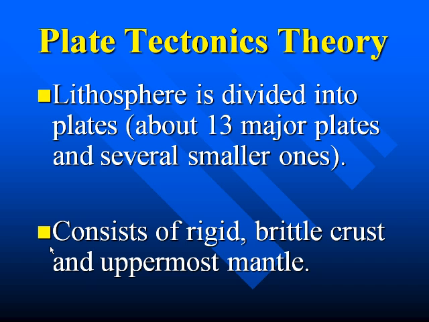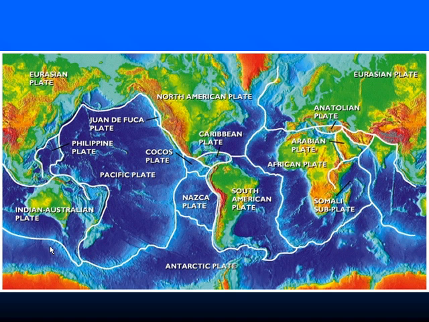Okay, so what that theory is that the lithosphere, remember that's the crust and the top of the mantle, is divided into about 13 big plates and a whole bunch of small plates. So it's not one solid circle globe. It's a whole bunch of pieces that are stuck together. From that, okay, so you can see that right here.